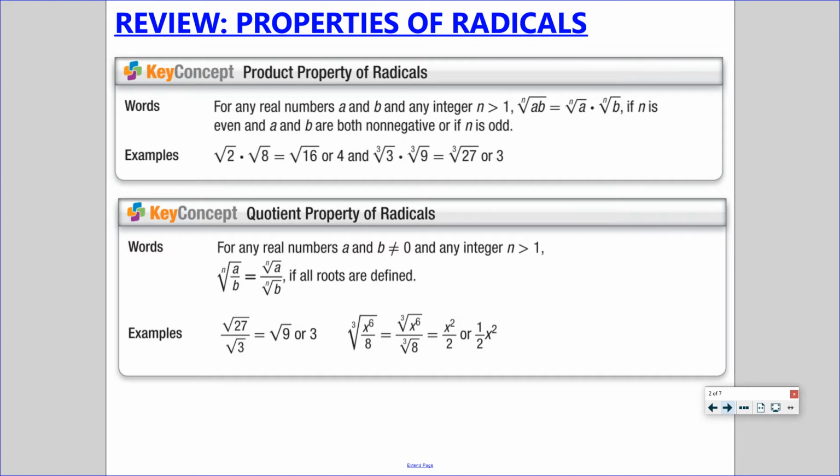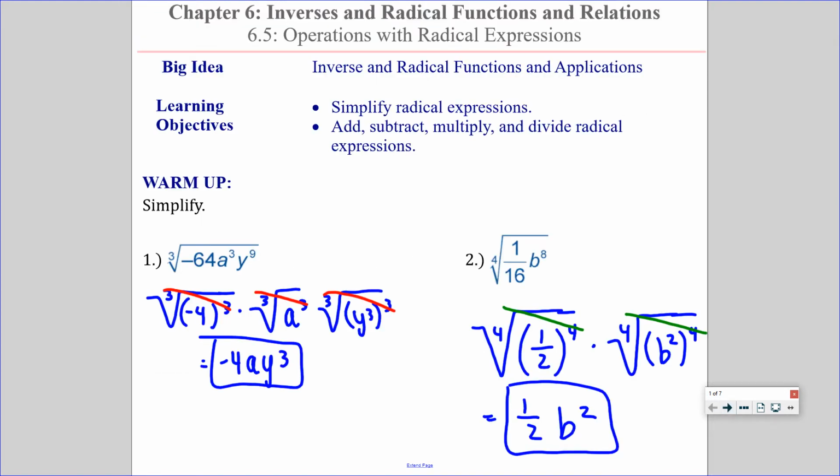So just as a review, we talked about these properties yesterday. If you have two separate radicals, as long as they have the same index, you can multiply them together. Like the cube root of 9 times the cube root of 3, we could multiply that together to get the cube root of 27. And you can use this property backwards, which we do a lot when we're simplifying, where if I have the cube root of 27, I could break it up as 3 and 9.